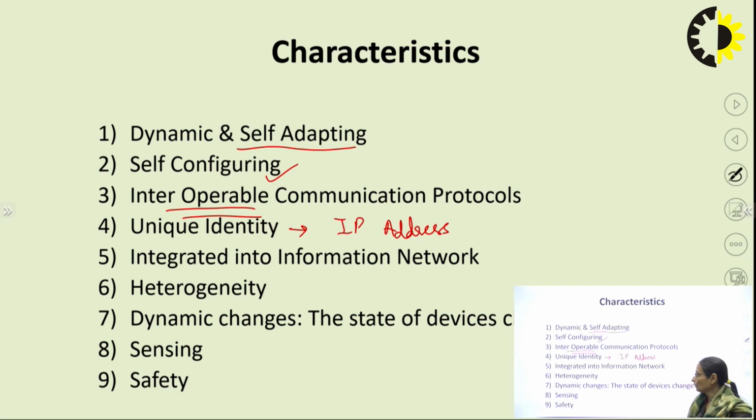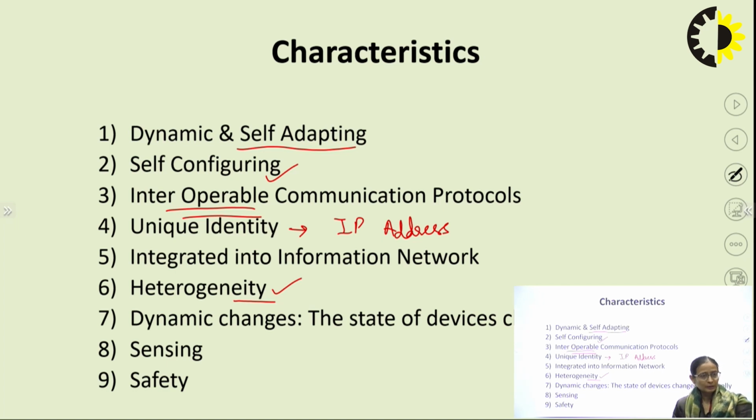Heterogeneity, as we have already seen, all the devices are heterogeneous in nature. There is no constraint over the type of devices. Even if we are having the same type of device, again this particular characteristic is there. For example, in your home you want to install smart bulbs.